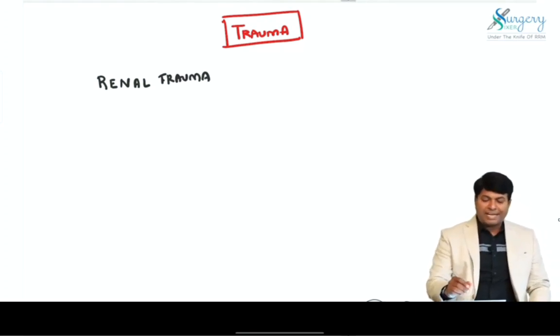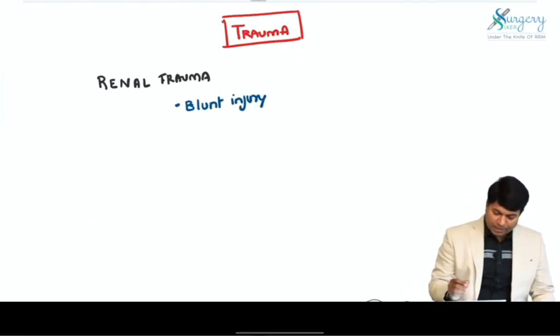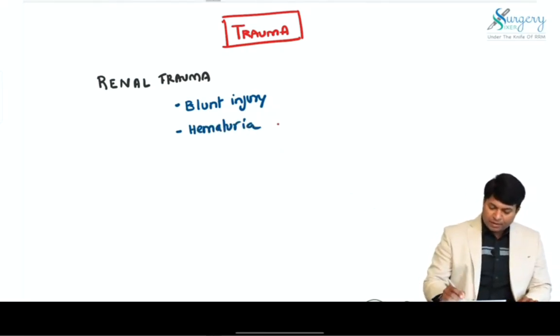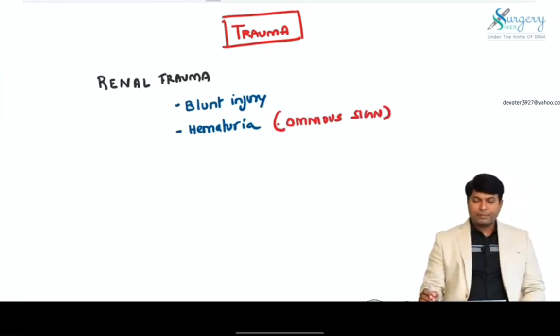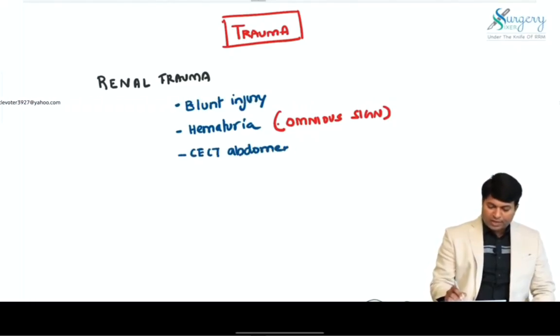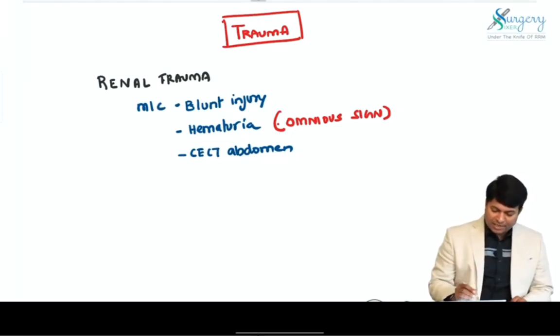Renal trauma, kidney trauma: what is the most common mechanism? The most common mechanism is blunt injury of the kidney. The most common clinical feature is hematuria. The ominous sign to look for kidney injury in a blunt injury abdomen is hematuria, a question already discussed in the trauma chapter. And the investigation of choice is CECT abdomen. So please don't forget these MCQs. Renal trauma is most commonly due to blunt trauma, the ominous sign is hematuria, and the investigation of choice is CT abdomen.